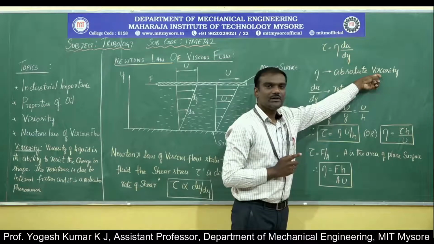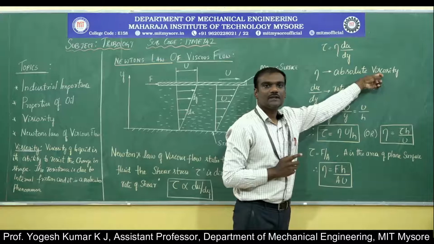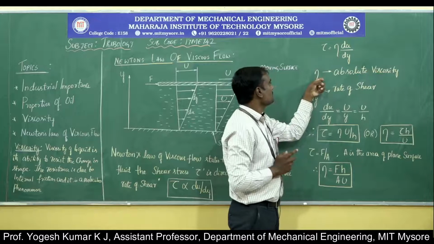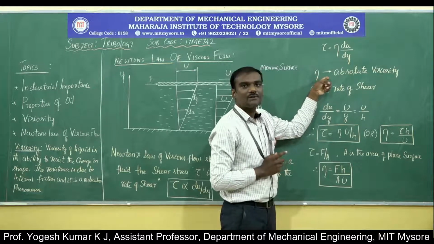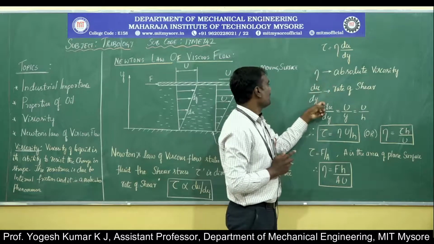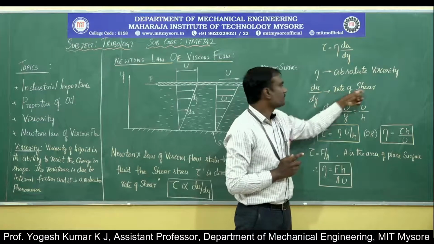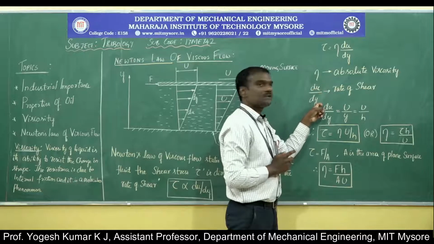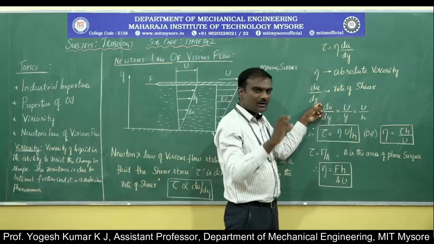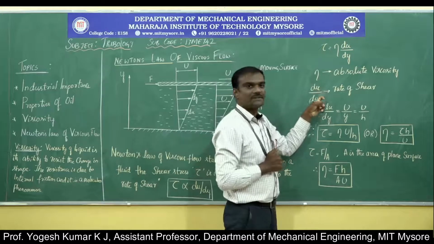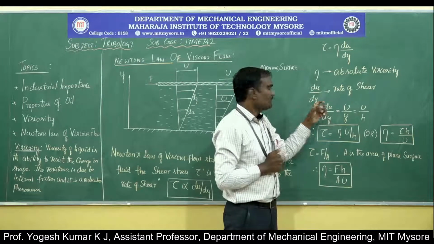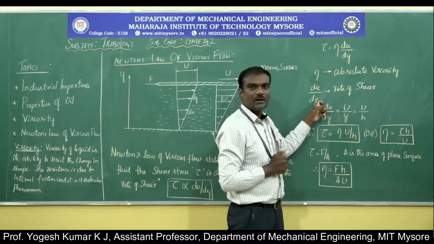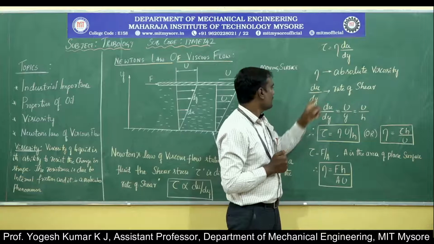We said already, viscosity is the ability of a liquid to resist the change in shape. That resistance to change in shape is represented by eta, which is called the absolute viscosity. So du by dy is nothing but the rate of shear, which is the rate of change of velocity with respect to the distance y, or the height y. du represents the small velocity, whereas dy represents the distance at which we are considering the fluid or the oil for our derivation.